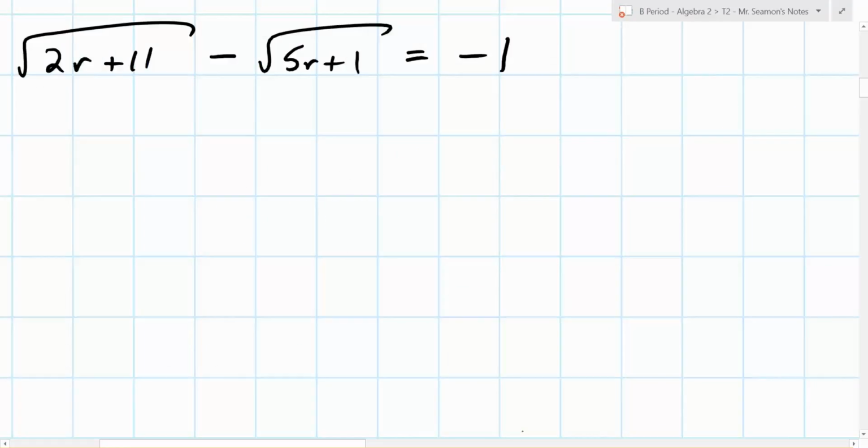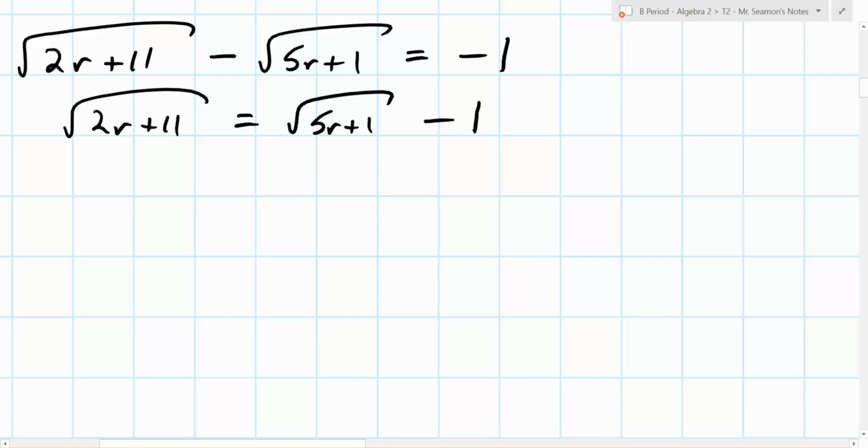Isolate one of the radicals. So how are you going to do that, Chris? Add the radical. Yeah, I get the square root of 2r plus 11 equals the square root of 5r plus 1 minus 1. Are you with me so far? I just added that thing to the other side. What do you do now? Square both sides. Can you square each individual thing? No. So you square both sides.